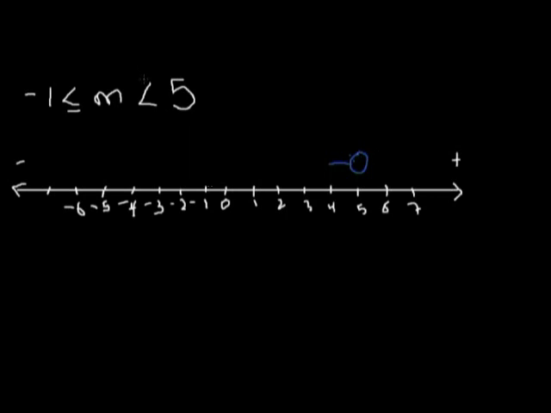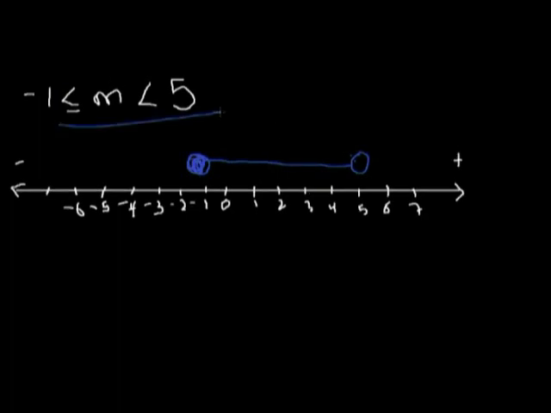And for m we will have an open circle since we're using a less than sign. But then it says m is greater than or equal to -1. So we will stop here. We are limited by this inequality. And then the sign is greater than or equal to, so we will use the closed circle.